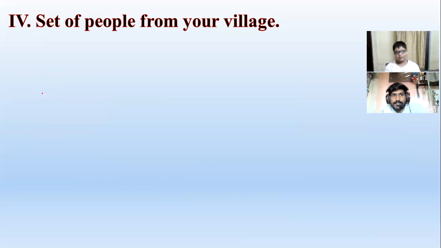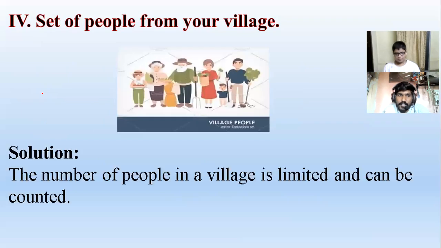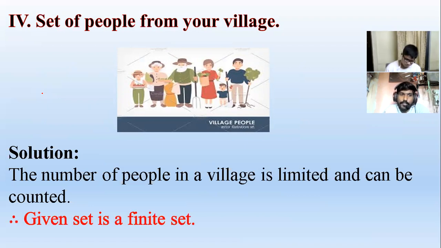Done, sir. So the next set is the set of people from the village. So will it be finite or infinite? Finite. Why finite? Because they can be counted. So the number of people in a village is limited and can be counted. Therefore, the given set is a finite set. So write this question and then write this as a solution. Number of people in a village is limited and it can be counted.